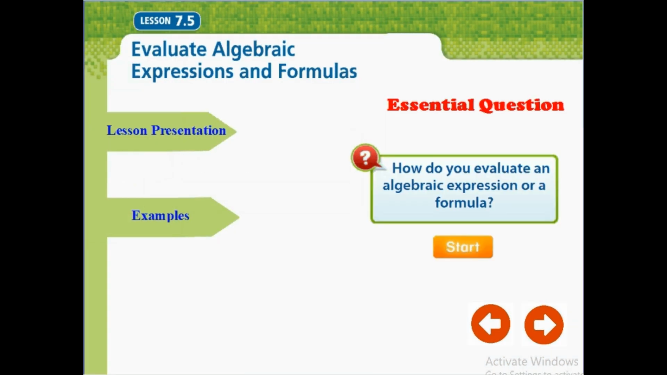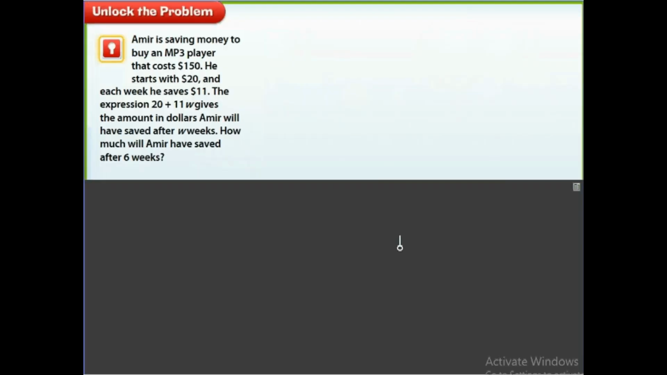How do you evaluate an algebraic expression or a formula? Amir is saving money to buy an MP3 player that costs $150. He starts with $20 and each week he saves $11. The expression 20 plus 11W gives the amount in dollars Amir will have saved after W weeks. How much will Amir have saved after 6 weeks?